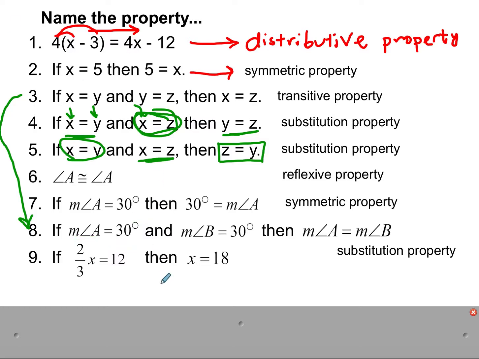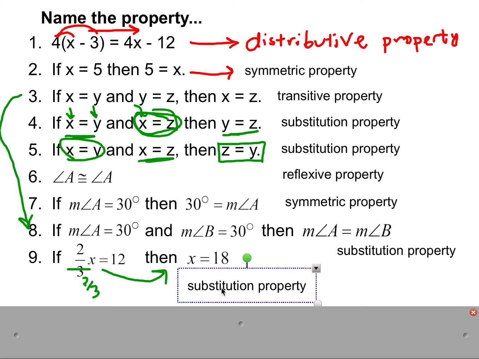Okay? All right, and then lastly, we have if 2/3 x equals 12, then x equals 18. What did we do to go from here to here? Well, this 2/3 is connected to this x by multiplication. So in order to get x by itself, I would need to divide both sides by 2/3. And so that would be the division property of equality.